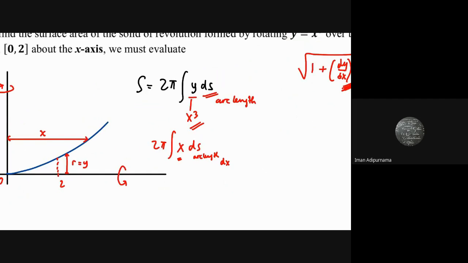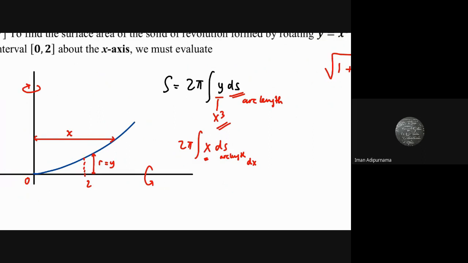So the next thing on surface area is, you don't need to worry about the arc length, as long as all the information is true. You can do whatever you want, and it depends on the form of arc length you want.